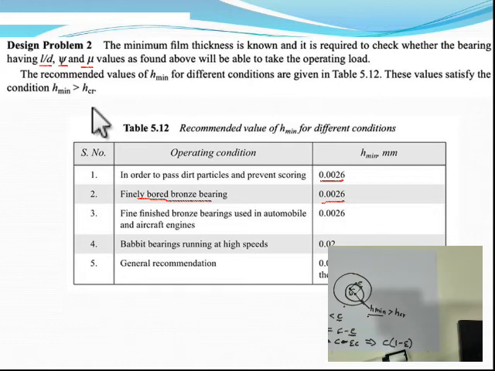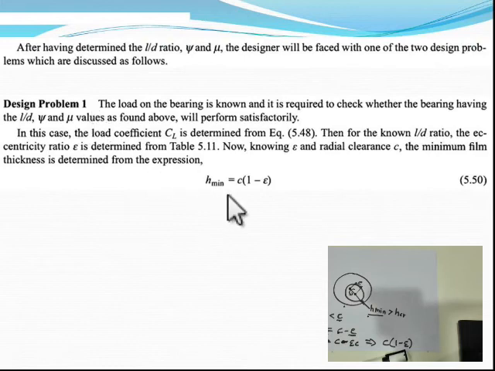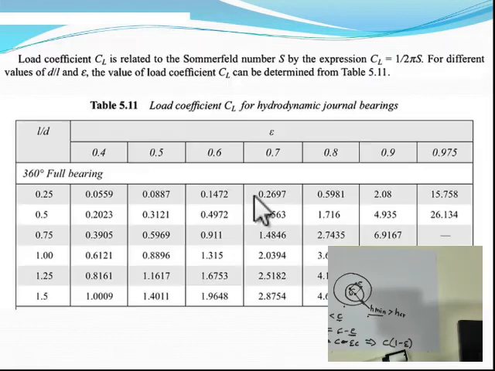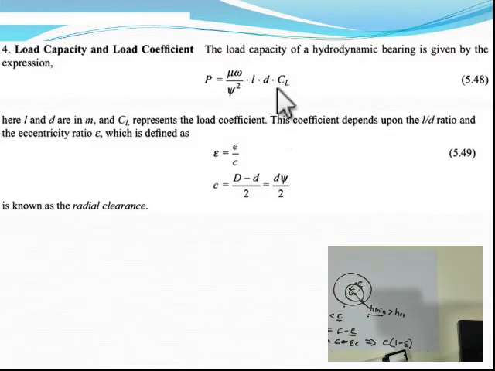So this is the second design problem, and this design problem is relatively very simple. So if h min is known, then from the formula here, the value of eccentricity can be calculated. And if the value of eccentricity is known, then from the given value of eccentricity and L by D ratio, one can determine what is the CL. And if the CL is determined, maybe something like 2.51 based on the values, then that CL can be plugged inside this expression right here, and the load capacity of the bearing can be calculated.